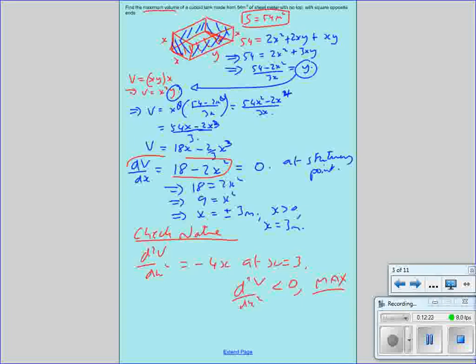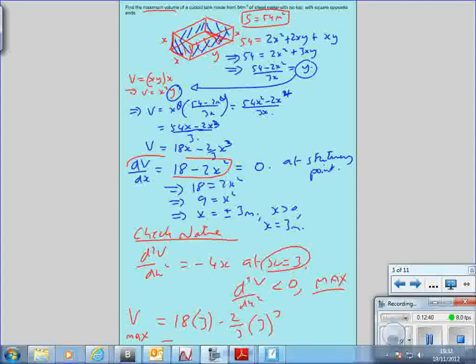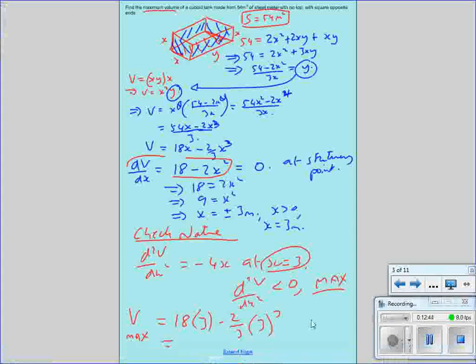So, just to finish off, it asked for the maximum volume, so V max, and I'm just going to substitute in my x equals 3 value. So V max equals 18 times 3 minus 2 over 3, 3 cubed, which equals 36 meters cubed, because we're talking about volume. And there we go. It's done.